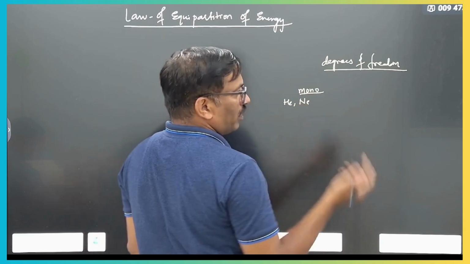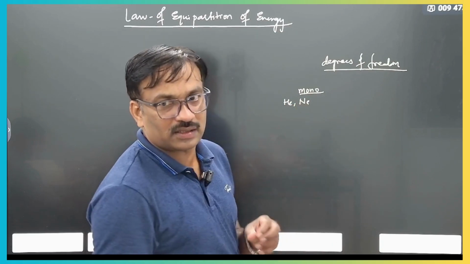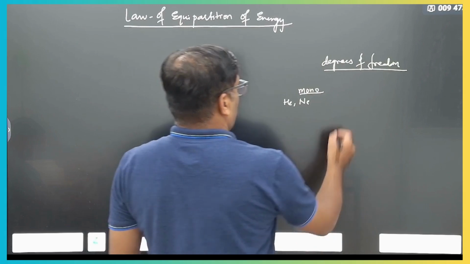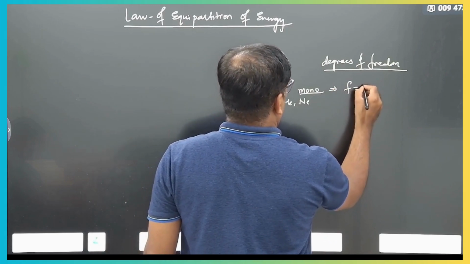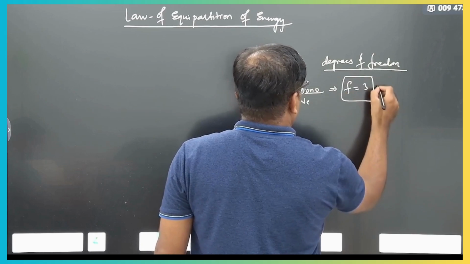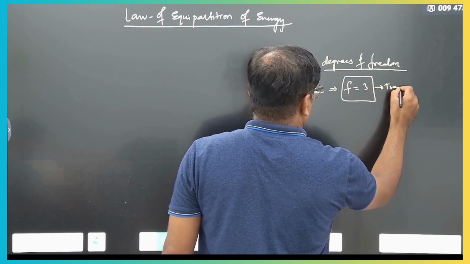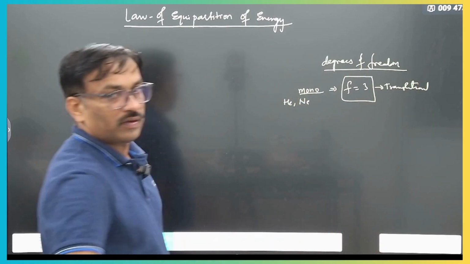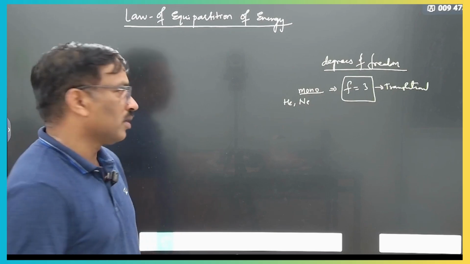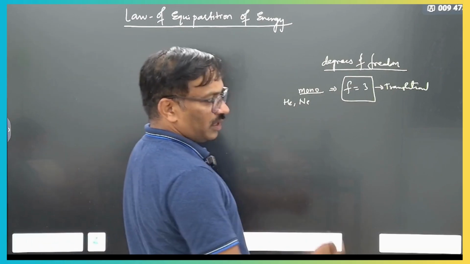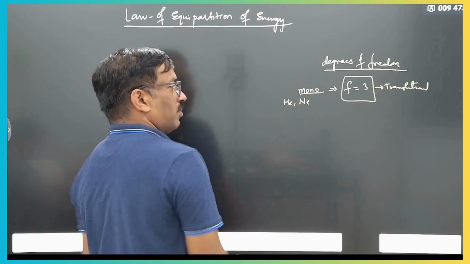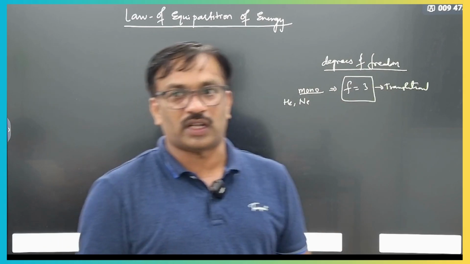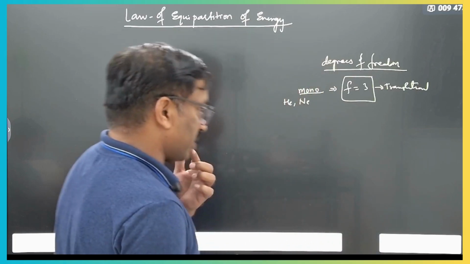In which directions can it move? It can go along the x-axis, y-axis and z-axis. So how many degrees of freedom will there be? Degrees of freedom is 3. These 3 are nothing but translational degrees of freedom. Clear? So the degrees of freedom are 3 only. We cannot see rotation, because the axis of rotation passes through the molecule, so rotation will be 0.